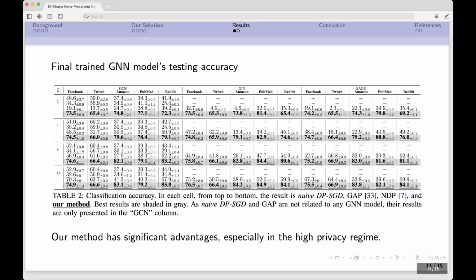This is a snapshot of our main experiment. We tested our method on different datasets and different GNN models. Our method has significant advantages, especially in the high privacy regime. There are also a lot of other experiments we have done in our paper, so please check our paper.